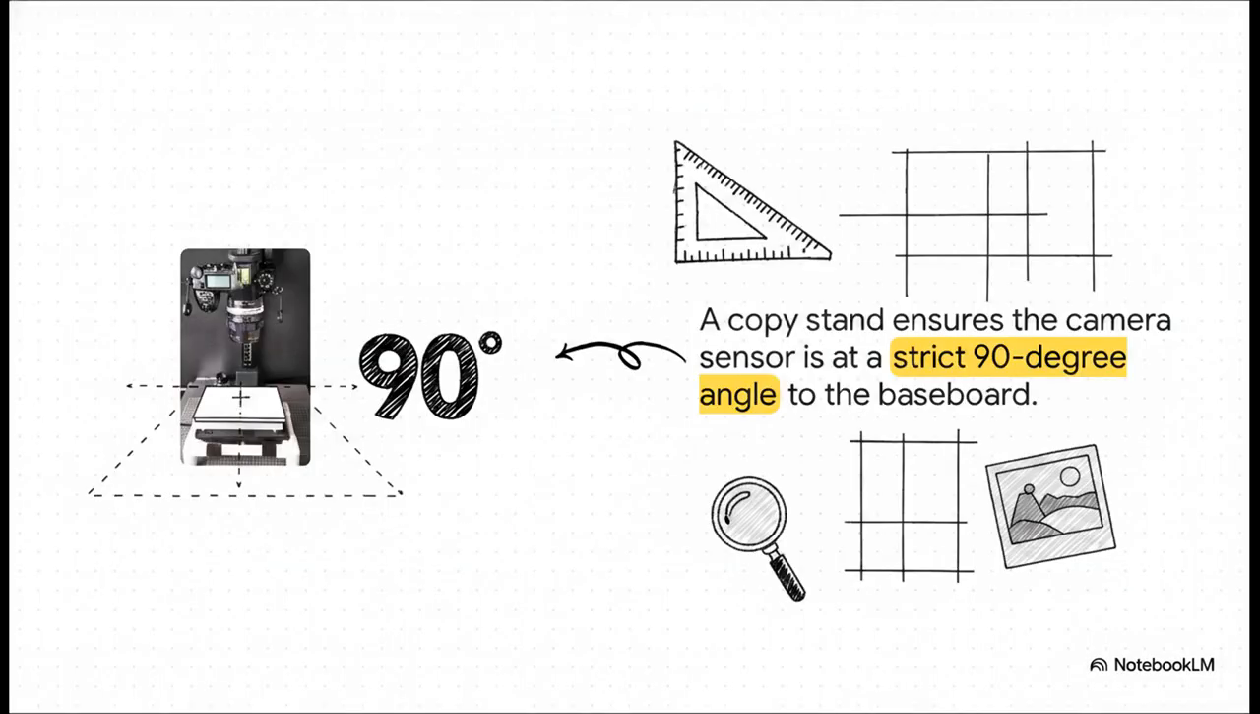And this is what that precision looks like. A professional setup like this uses a copy stand to hold the camera, which makes sure the sensor is perfectly parallel to the media down below. That strict 90-degree angle is the secret sauce for getting the corner-to-corner sharpness you need for a true archival quality image.